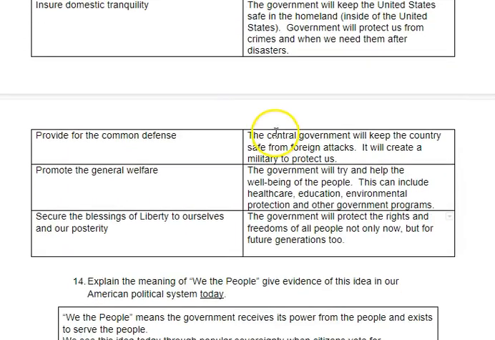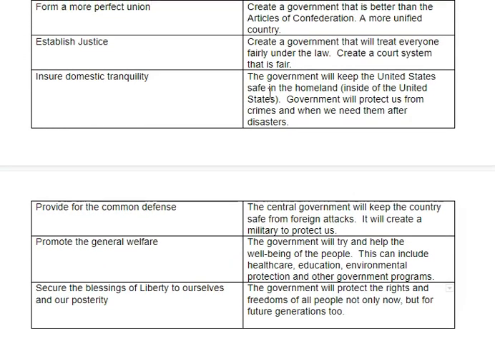Next one we have here is general welfare, which is promoting the general welfare. The government will try and help the well-being of the people. Now, this one's very vague. It's talking about government programs that help people that are in need. So healthcare, education, environmental protection. So just programs that are designed to help people or keep us happy and successful.